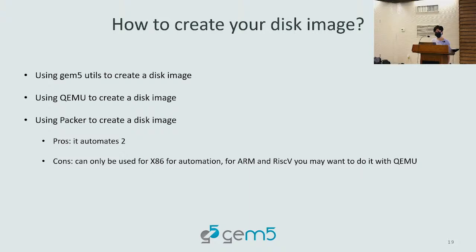There are many ways that you can create your own disk image. You can use gem5 utils, you can use QEMU, and you can use Packer. So gem5 utils and QEMU can be used independently, but Packer is actually used to make the second one. QEMU automates some of the steps. So you can use it for x86, but if you want to make a disk image for ARM or RISC-V, you probably have to use QEMU. So just a heads up there.